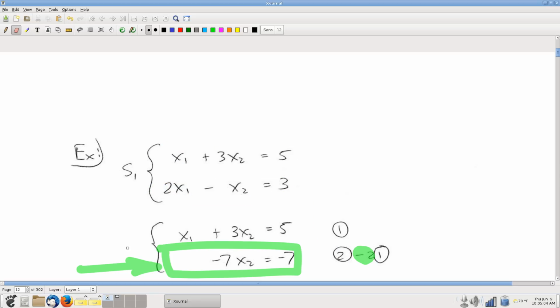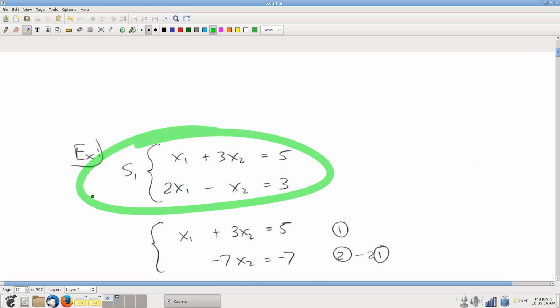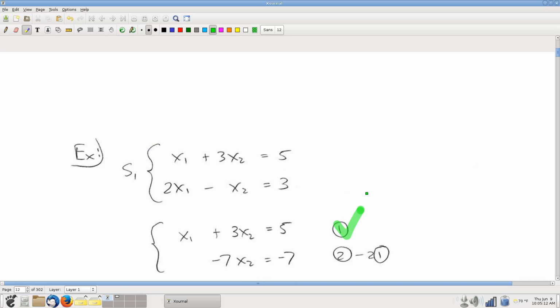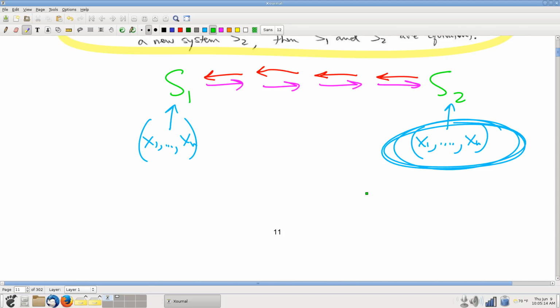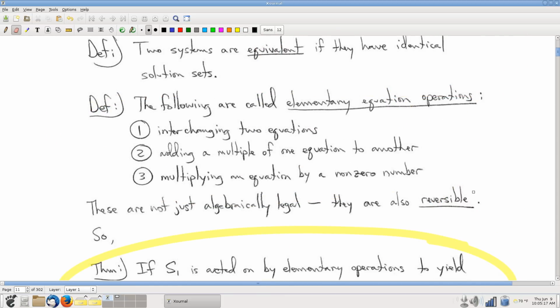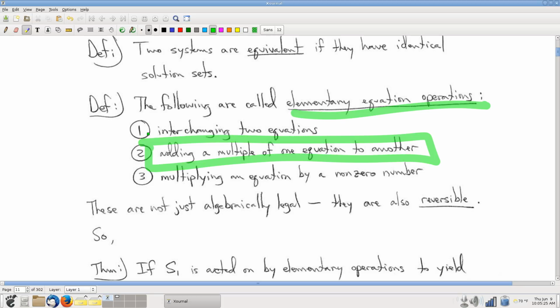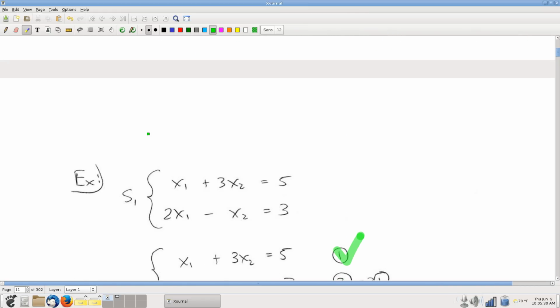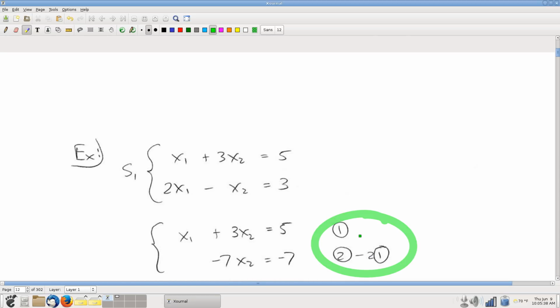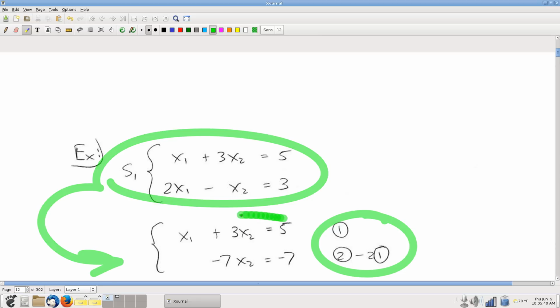Now, notice, of course, that this turns a system into another system, and so the first equation didn't change at all. Right? Go back to our list of elementary equation operations, and it is an elementary equation operation to do this, and only that. That's the only thing you do to the system. So that equation has to not change. All right. So we did an elementary equation operation, and that turned a system into another system.